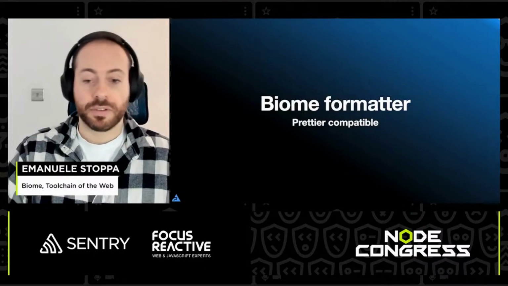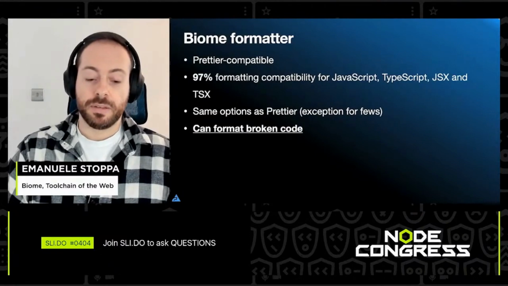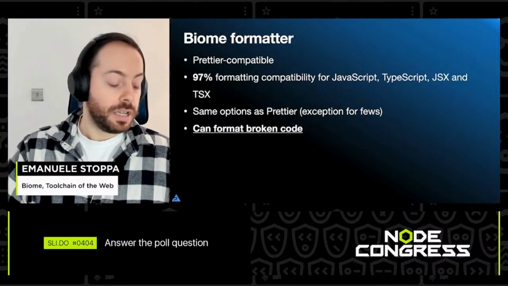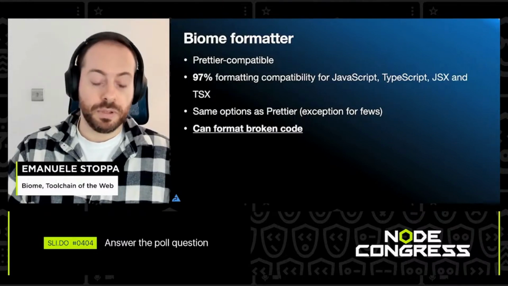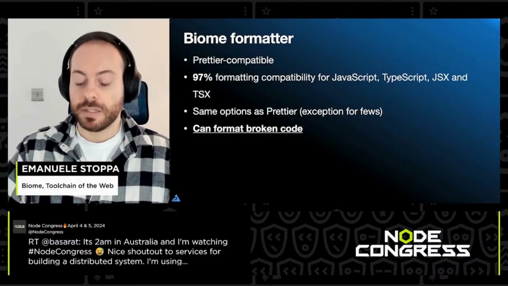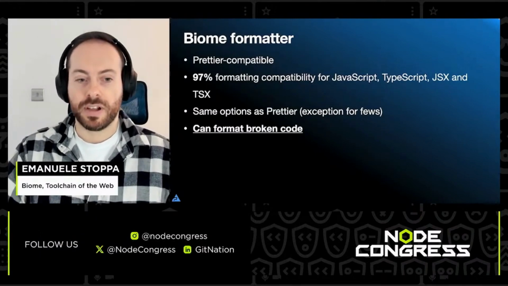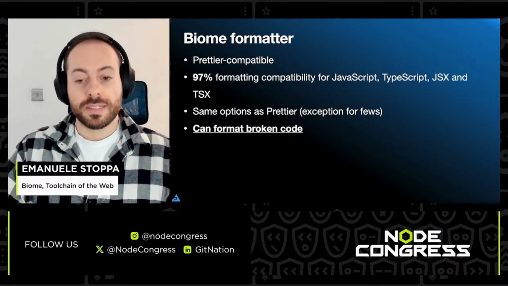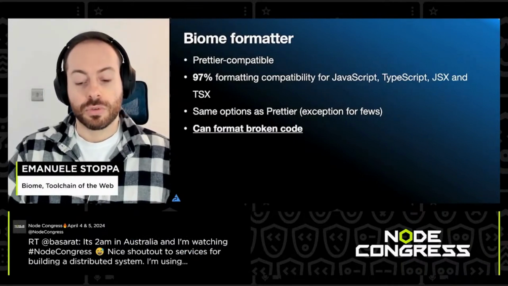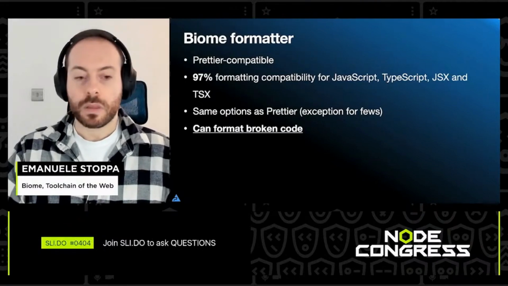So let's talk about the formatter. The Biome formatter is actually Prettier compatible. It means that it formats like Prettier, and we all know that Prettier offers a really nice opinionated formatting experience. Biome is 97% compatible when formatting JavaScript, TypeScript, JSX, and TSX files, and it also offers the same options that Prettier does, except for a few that we decided to remove because we feel they are old and not necessary anymore.